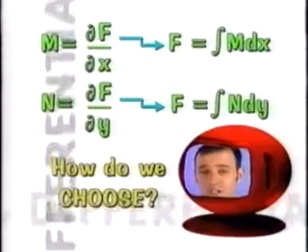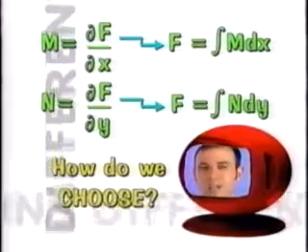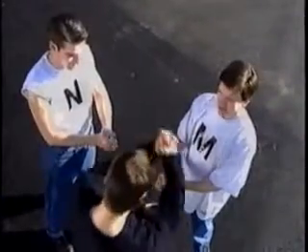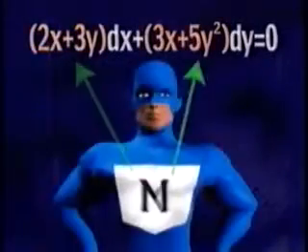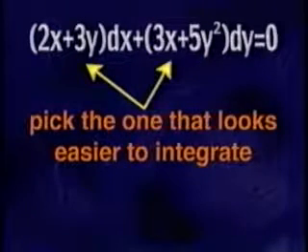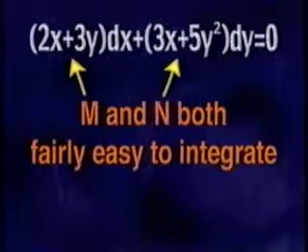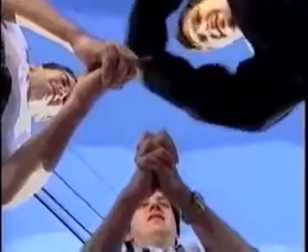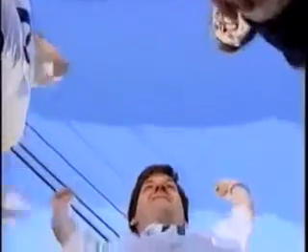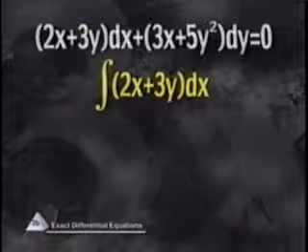How do we choose which to integrate? Well, there is a very sophisticated process. 1 potato, 2 potato, 3 potato, 4! Actually, the best thing to do is look at m and n and pick the one that looks easier to integrate. I mean, we're not idiots here. Let's go the easy way. In our example, m and n are both fairly simple to integrate, so we'll just pick one randomly. 5 potato, 6 potato, 7 potato, or... So, m it is. We integrate m partially with respect to x.